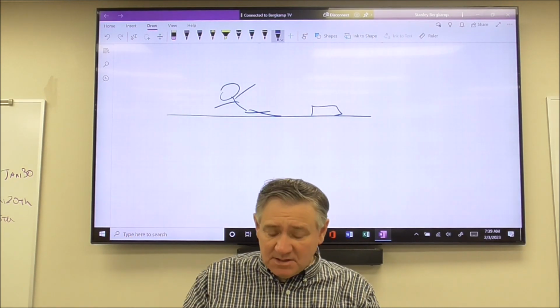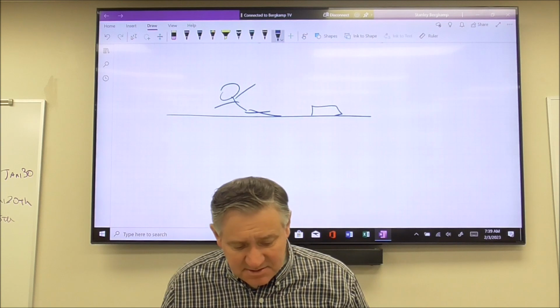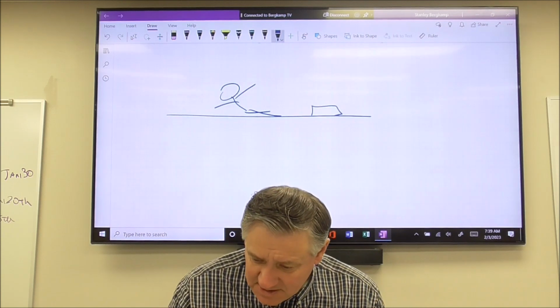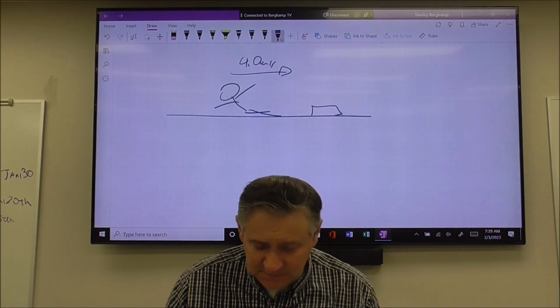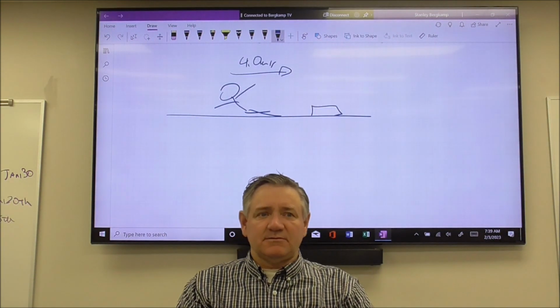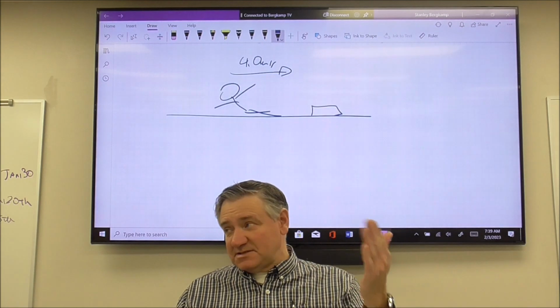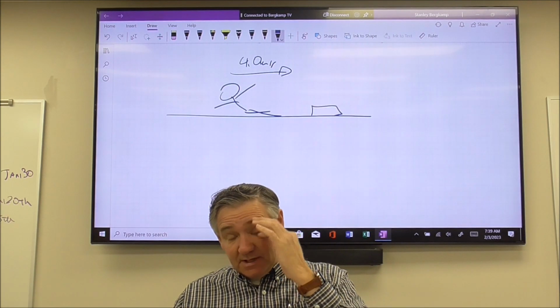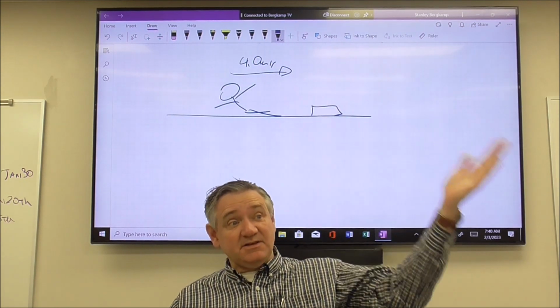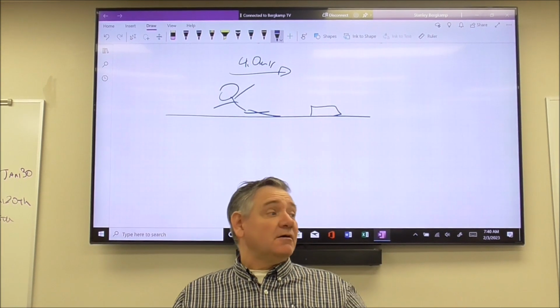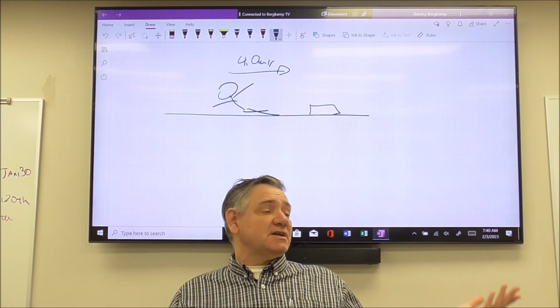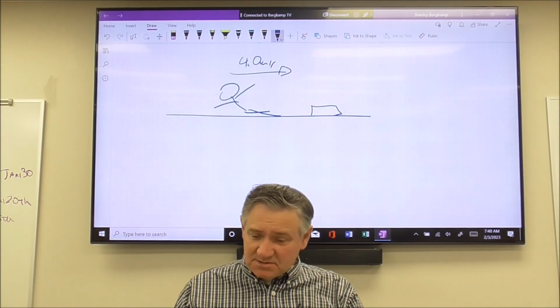So when you look at this, she's initially going 4 meters per second. That's when she begins to slide, 4 meters per second. So one of two things is going to happen. As she begins to slide, either her velocity vectors are going to get bigger, or her velocity vectors are getting smaller. Now, Carson, what's going to happen? She's going to start to slow down.